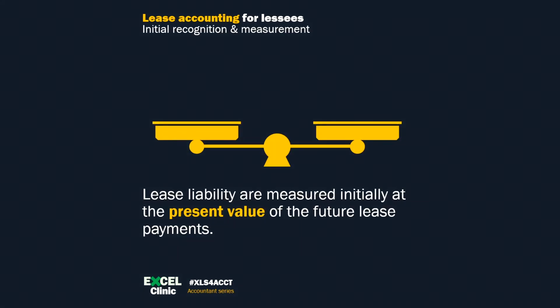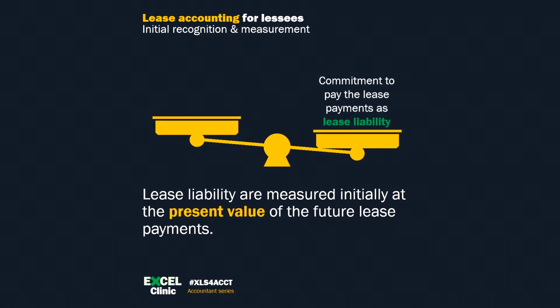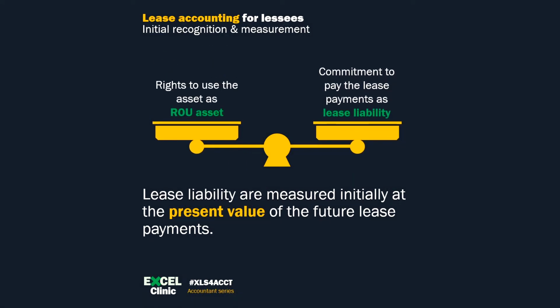As usual, we will do a recap of the accounting requirement. In short, IFRS 16 require reporting entity to recognize its lease commitment as liability on the balance sheet. At the same time, you'll recognize an asset representing the rights to use the lease asset, known as the right of use or ROU asset. The lease liability is initially measured at the present value of future lease payment.